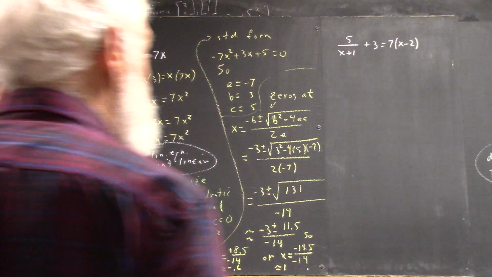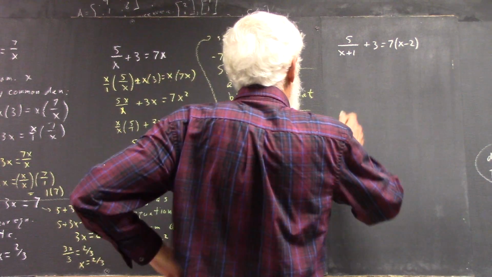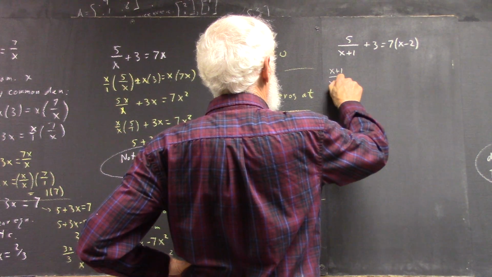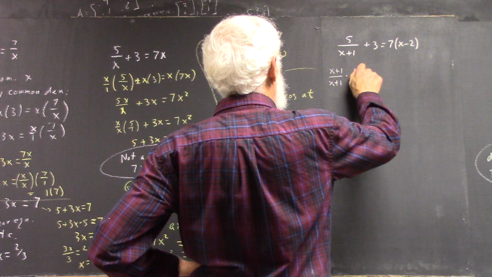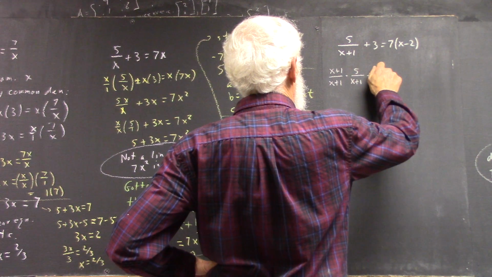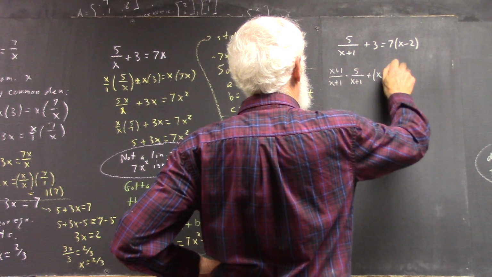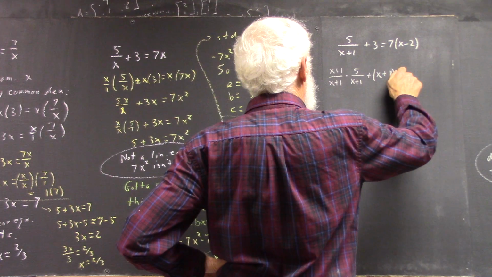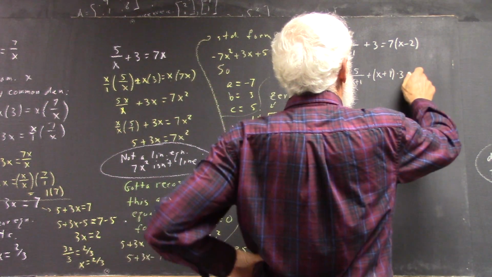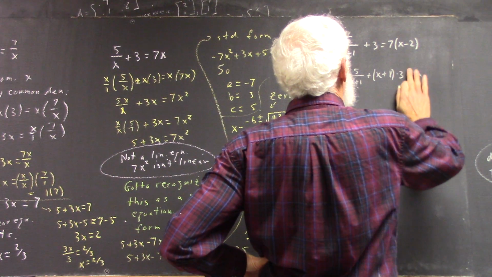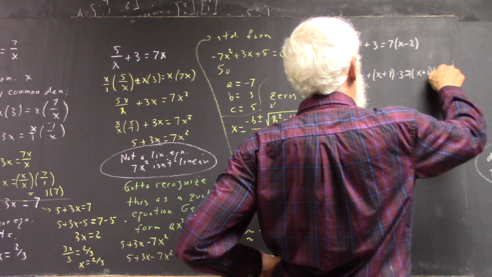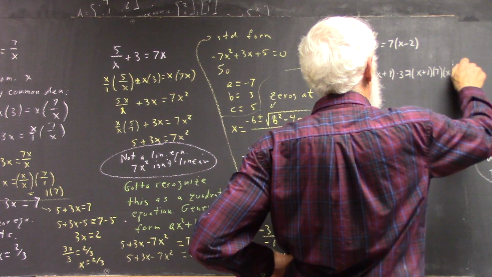Okay, so you got the right idea, because what I saw is you got (x plus 1) over (x plus 1), right? And that's times 5 over (x plus 1). Then it's plus the quantity (x plus 1) times 3, okay? Equals, not plus, equals quantity (x plus 1) multiplied by 7 multiplied by (x minus 2).